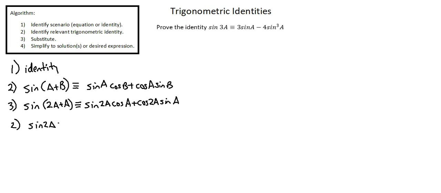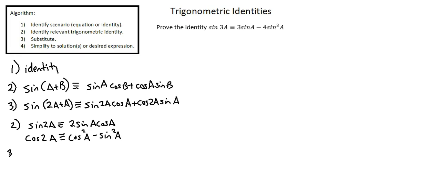Sine 2a is an identity with 2 times sine a cosine a, and cosine 2a is an identity with, and we have a few different options for an identity for cosine 2a. Notice in our proof that we're working towards sine a cubed, and there's a particular double angle identity for cosine that will be helpful for us. This is cosine a squared minus sine a squared.